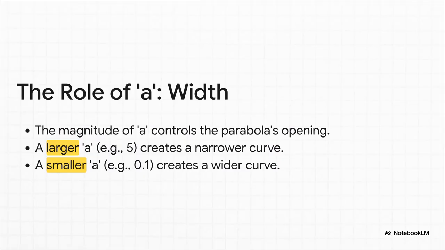But wait, there's more. a also controls the parabola's width, and this is where it gets a little weird, a little counterintuitive. A bigger number for a doesn't make the curve bigger, it actually squeezes it, making it really narrow and steep. A smaller a, something closer to 0, stretches the parabola out, making it much, much wider.